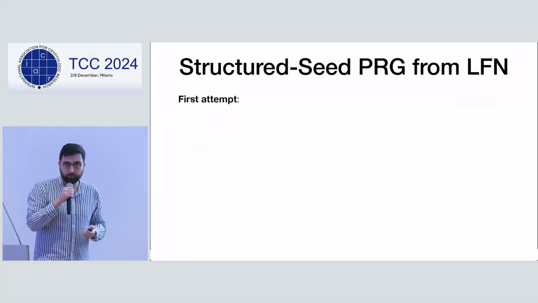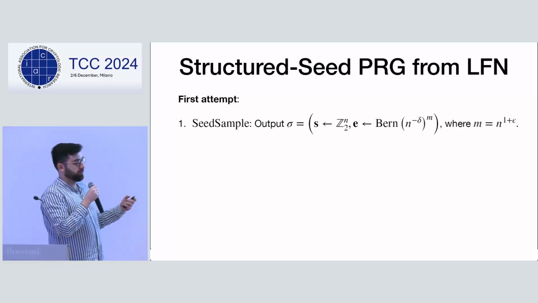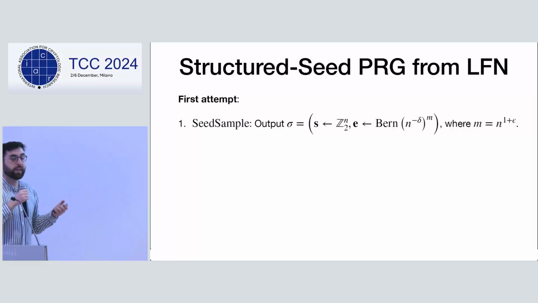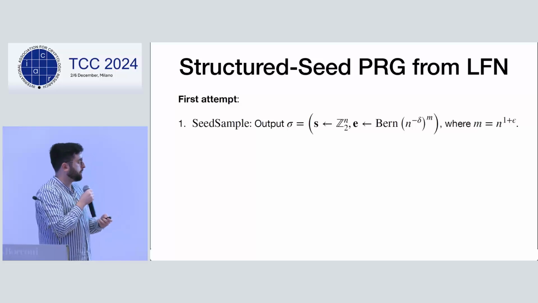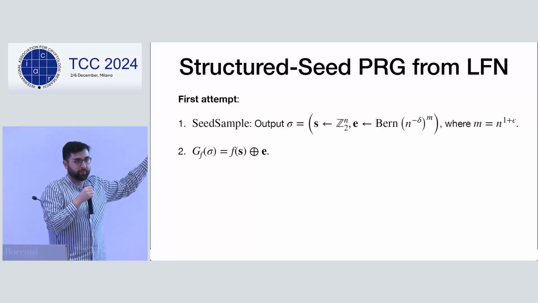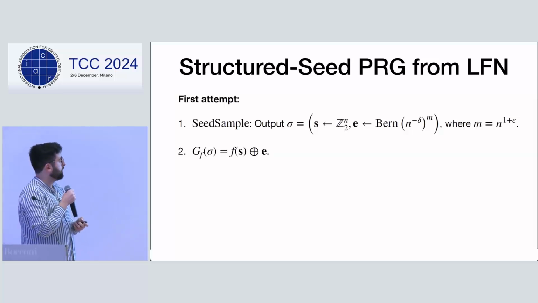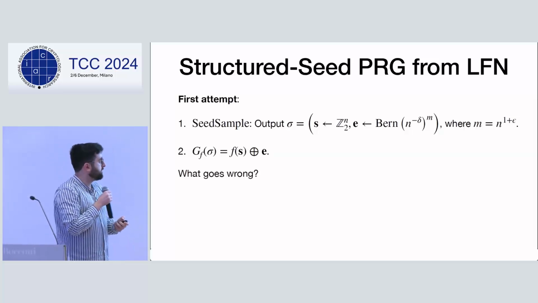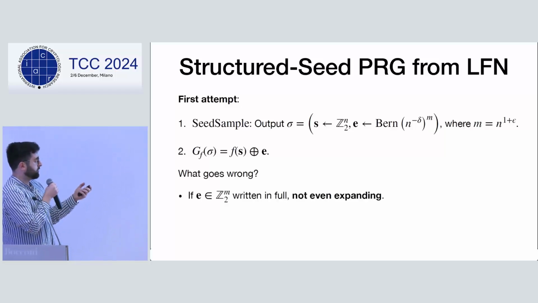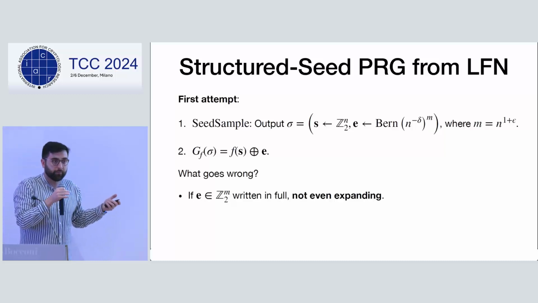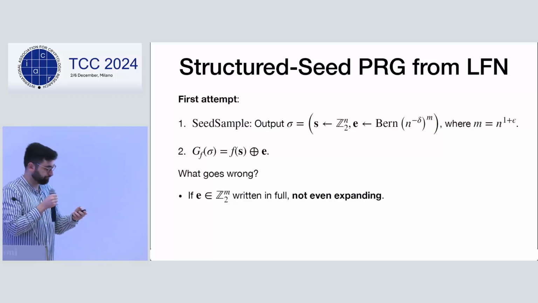So how do we build it? What's a natural first attempt? One way to do it would be to try putting both the secret vector s and the error vector e inside your seed sigma. And then the evaluation would just be as the LFN assumption would imply: do f of s, XOR it with e. Of course, what goes wrong here is that if you were to just write out this error vector in full, it would be m bits. And so in particular, this seed is longer than m bits, while the output is only m bits. So this isn't even an expanding function.